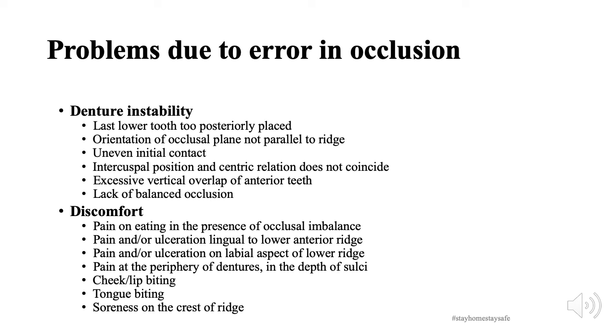Discomfort is pain on eating in the presence of occlusal imbalance. Basically, when there is a premature contact, that portion of the teeth is coming in contact, so there are more forces acting on that area of the residual ridge, which will give pain on eating, or ulceration. There may be development of ulcerations on the labial and lingual aspects of the lower ridge, and there is pain at the periphery of the dentures in the depth of the sulci. So basically in the sulcus areas you might find pain. There might be cheek and lip biting, tongue biting, and soreness on the crest of the ridge. So these are some of the problems that arise when you have improper occlusion recording, or if there are any errors in the occlusion.